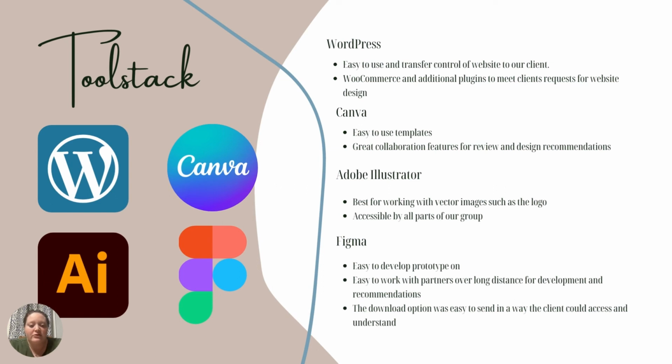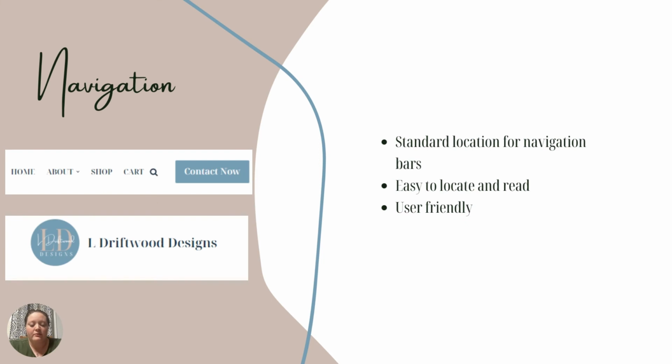Canva is what we used to help collaborate on some designs that we were coming up with. The templates are really easy to use, and it was easy to navigate and collaborate together since we are located in different areas. And then Adobe is what we were using for the logo. It's also, again, easy to access by all parts of our group. And finally, we use Figma to develop the prototype and get recommendations from our client.